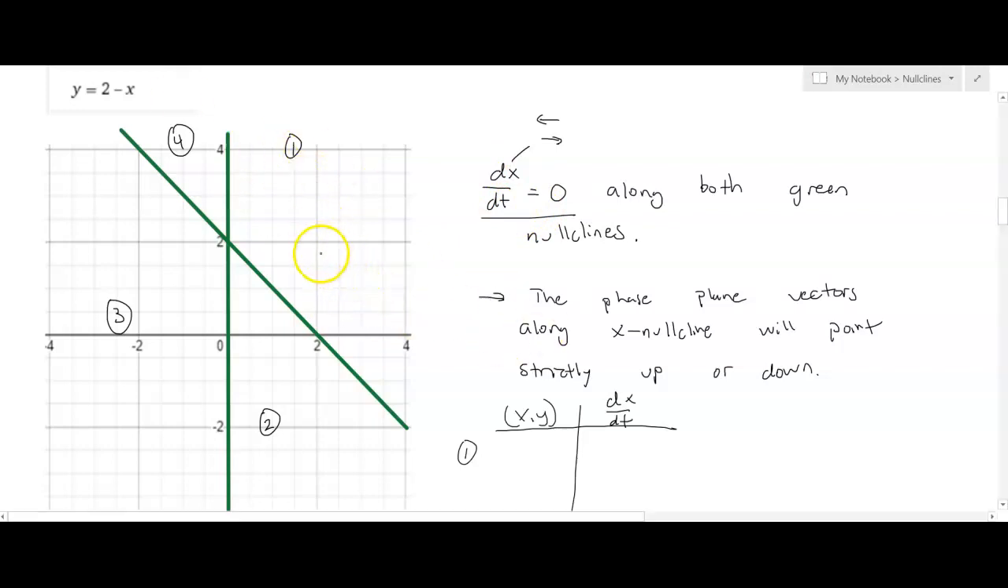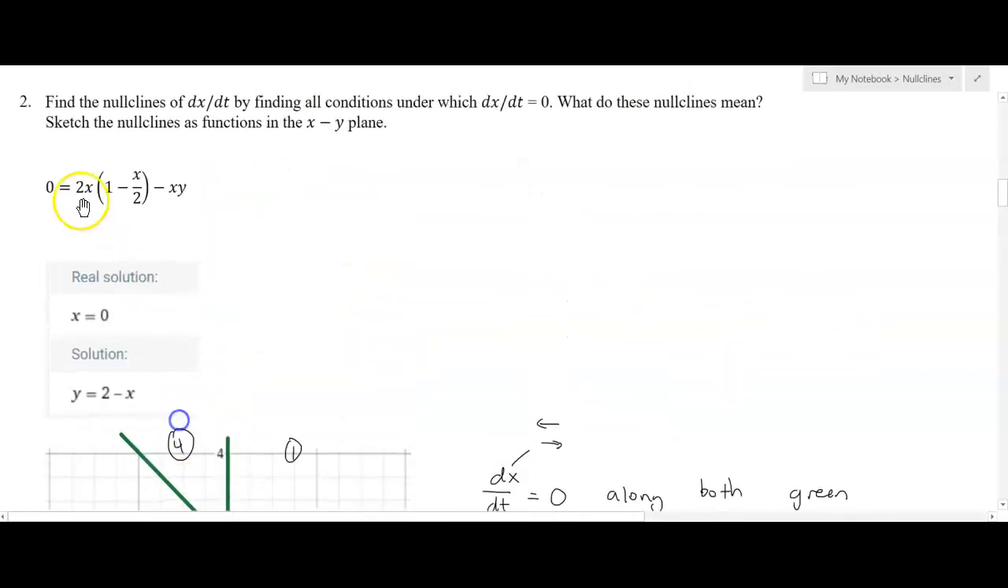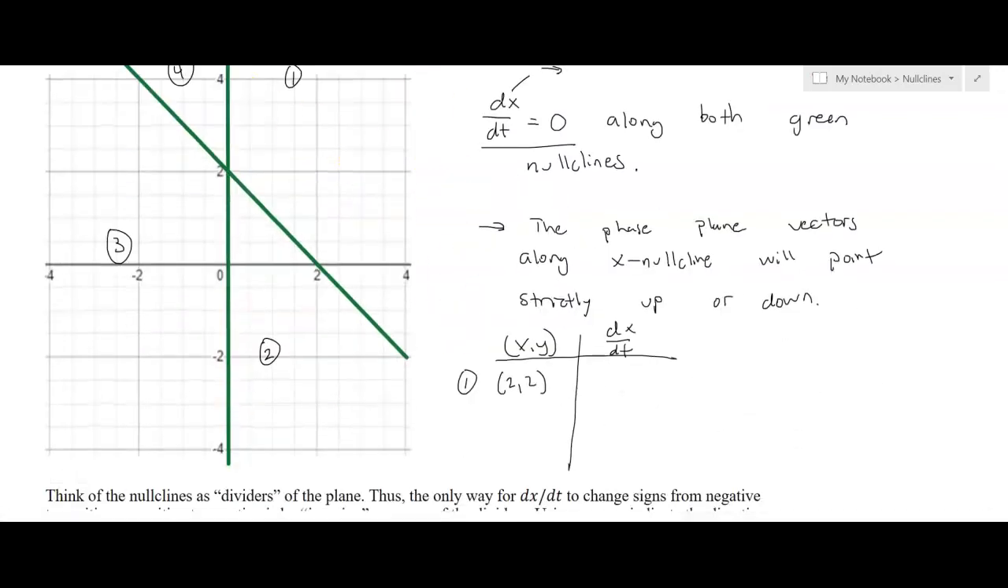I'm going to pick the arbitrary point (2, 2). I plug 2, 2 into my dx/dt equation, which is this guy here. If I plug in 2 for x, here I'll have 1 minus 2 over 2, which is 0. And then here I'll have negative 2 times 2, which is negative 4. So that comes out to a negative number. I don't really care that it is negative 4, I just care that it's a negative number. That means dx/dt is negative, which means x is decreasing.